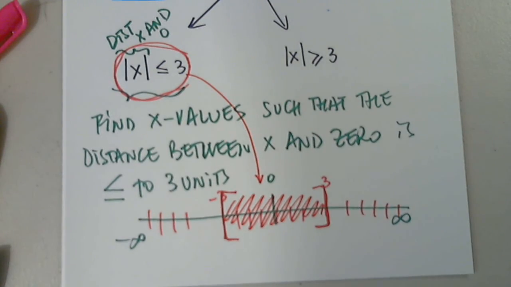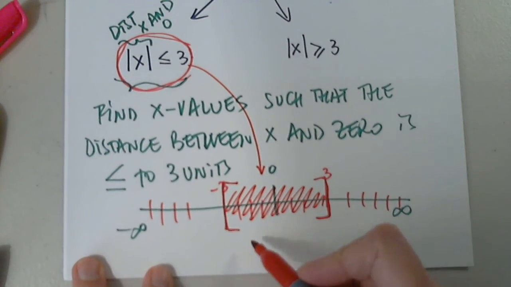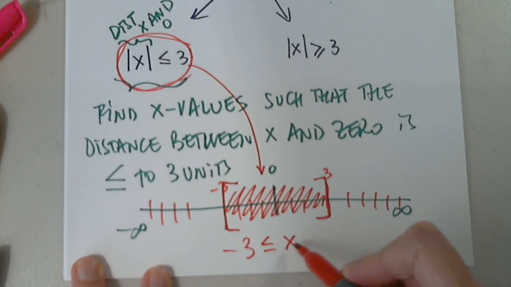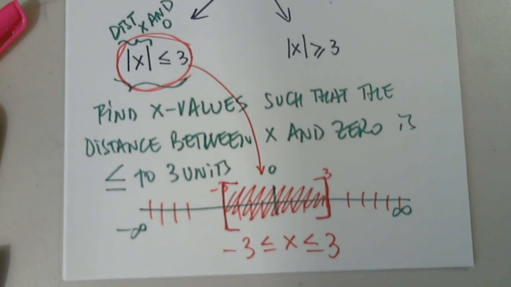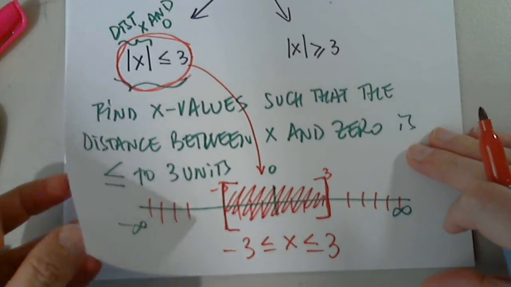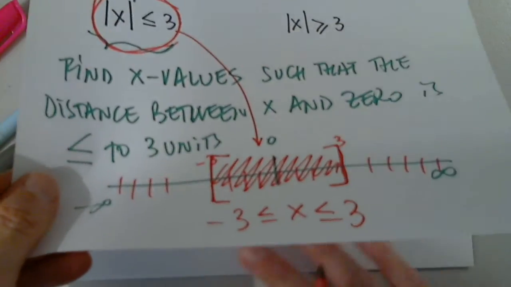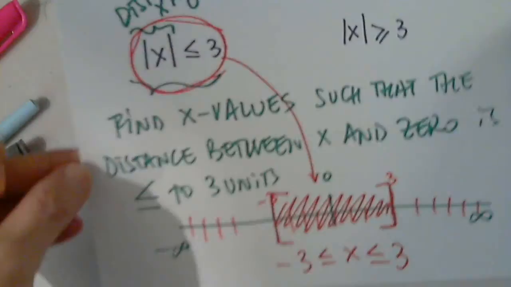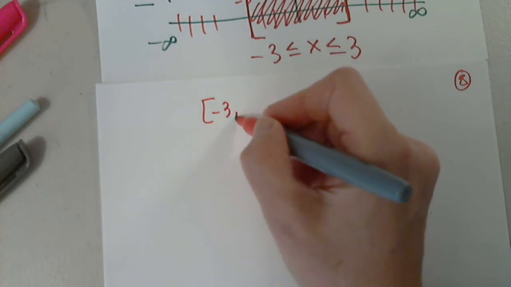This inequality changes into a compound inequality. That's why we studied compound inequalities first. So whenever I have the absolute value of x less than or equal to 3, or any other positive number, I will get this answer. So between negative 3 and 3.